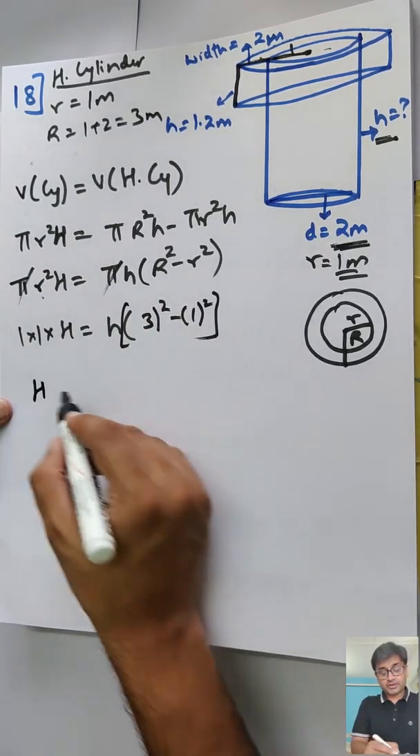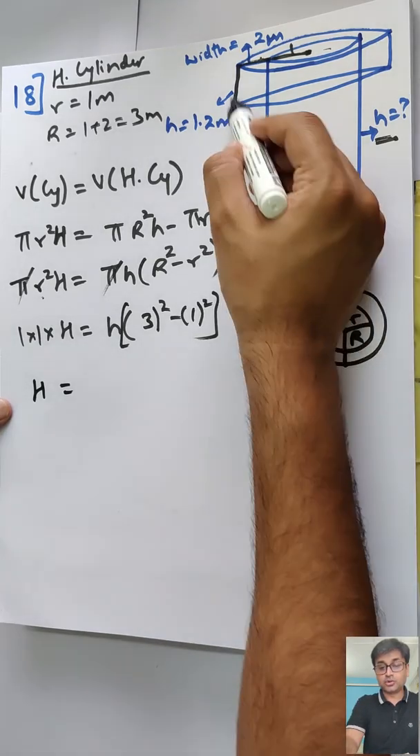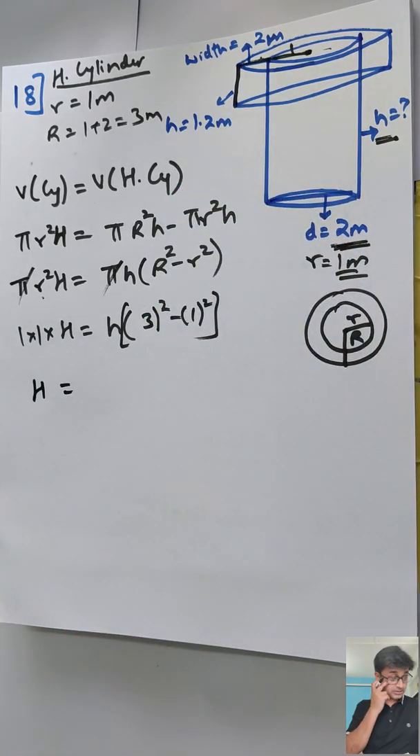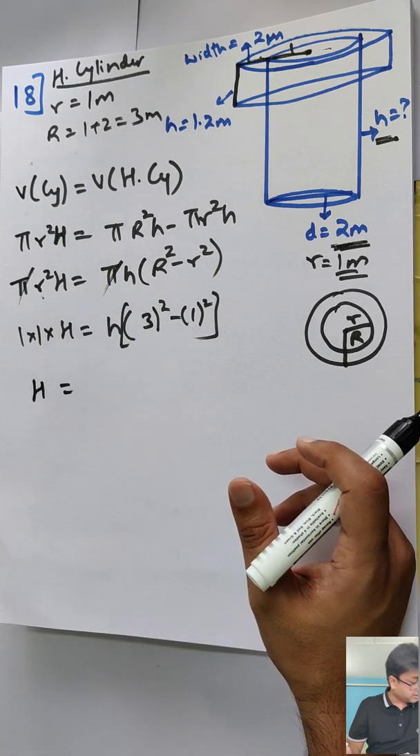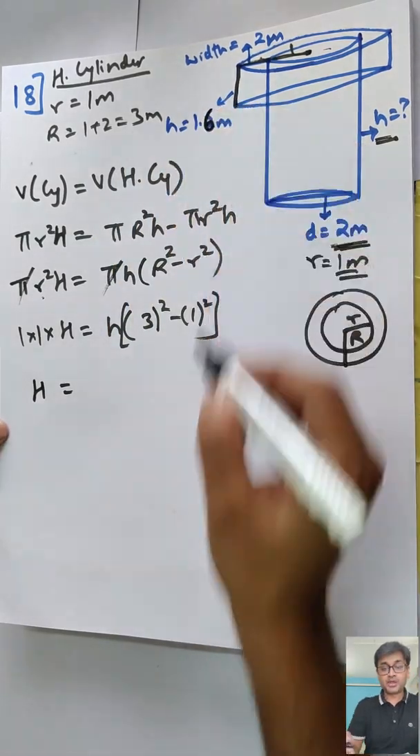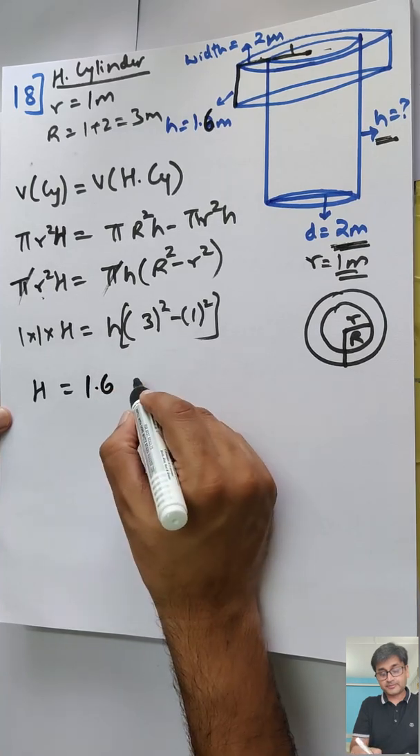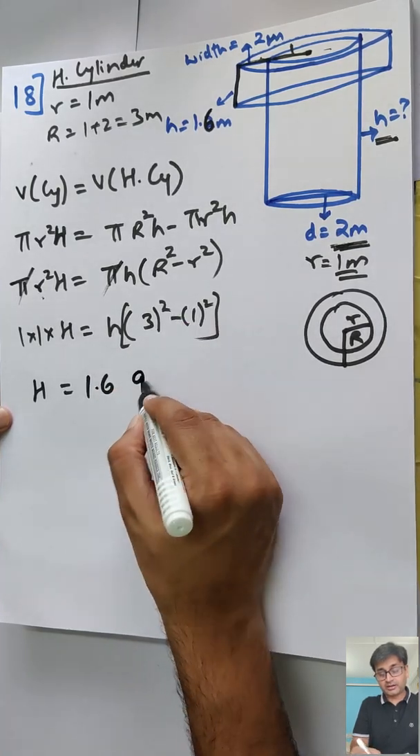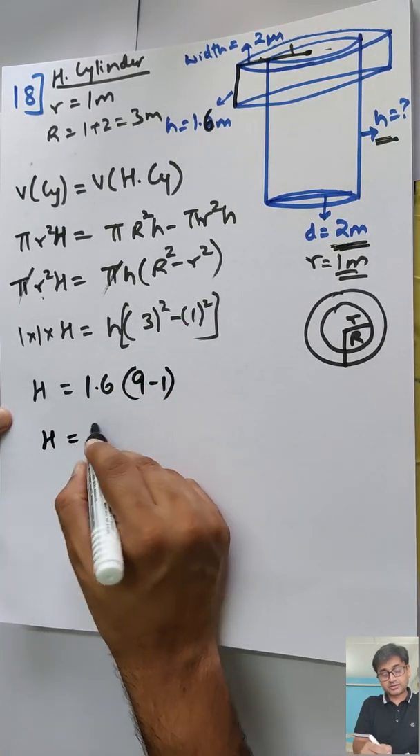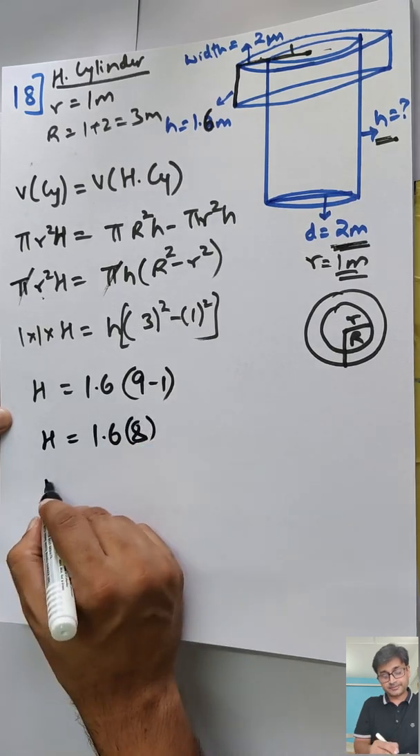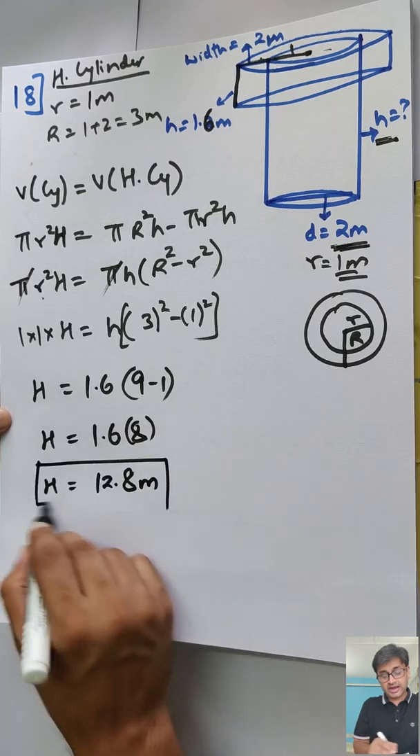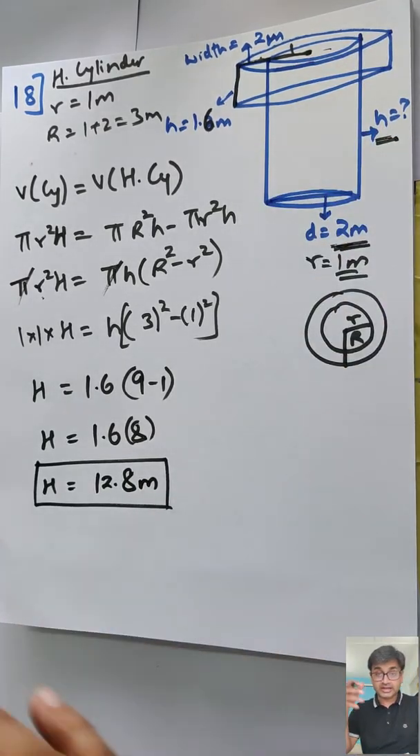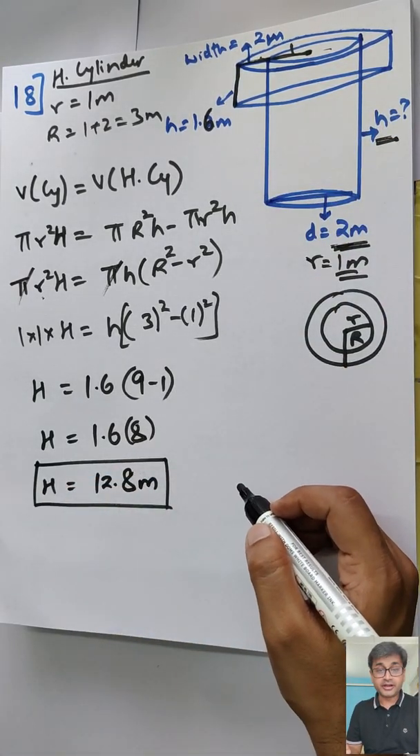So height is equal to, now this height is known to you as 1.6, I guess, not 1.2. I think I copied this wrong. Just let me check. 1.6 meters. I'm sorry. So height is 1.6. 3 square 9 minus 1. So the height is going to be 1.6 into 8. 48. 12.8 meters. So the height of this cylinder or the well that they dug is 12.8 meters.